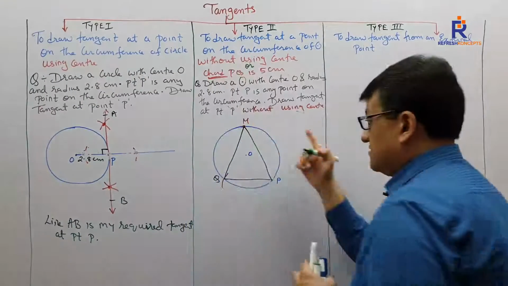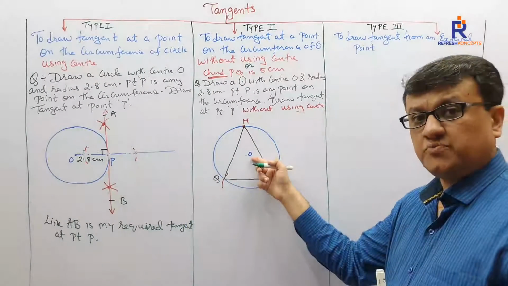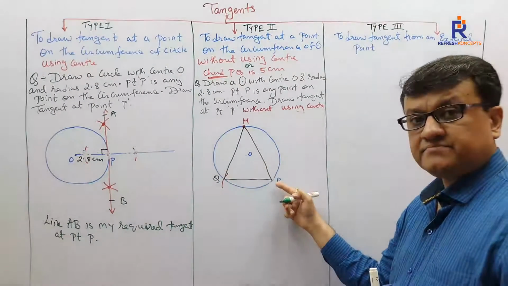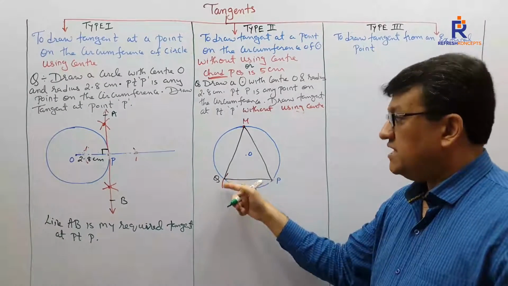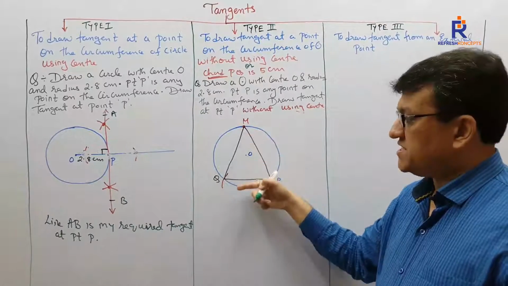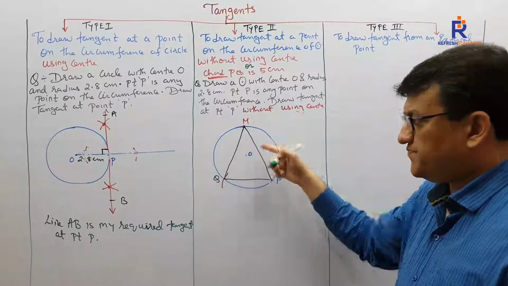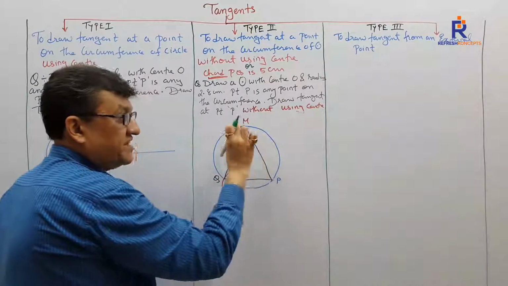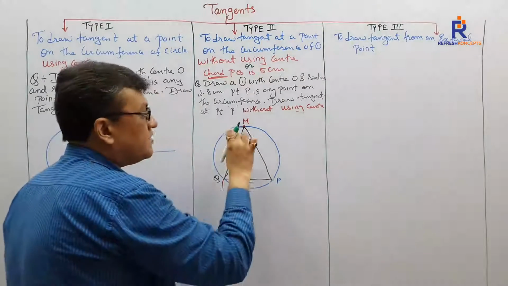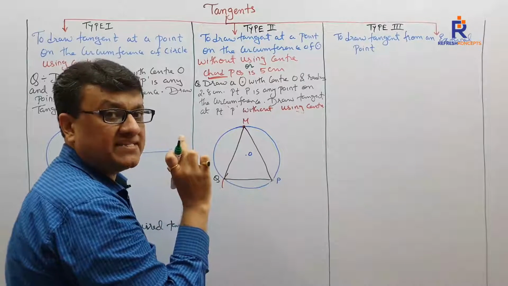Once again, what we have done: a circle with center O, radius 2.8, any point P, any chord length since not mentioned. If mentioned, then that chord length only. Then any extra point on the other side of the chord, M, join. Now pay attention. Students find this step very difficult. It's very easy. We are going to draw an angle congruent to a given angle.